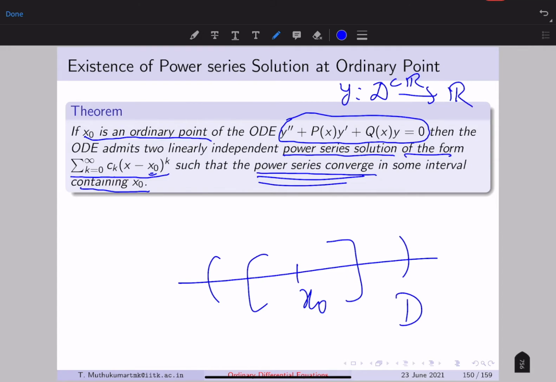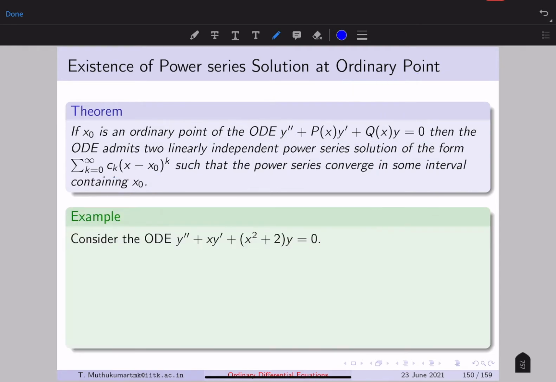We will verify these things via some examples. We will not prove this theorem directly, but we will verify it via examples. So let's take an example of a second order ODE. Here you see your coefficient p is x, and your q is x square plus 2.